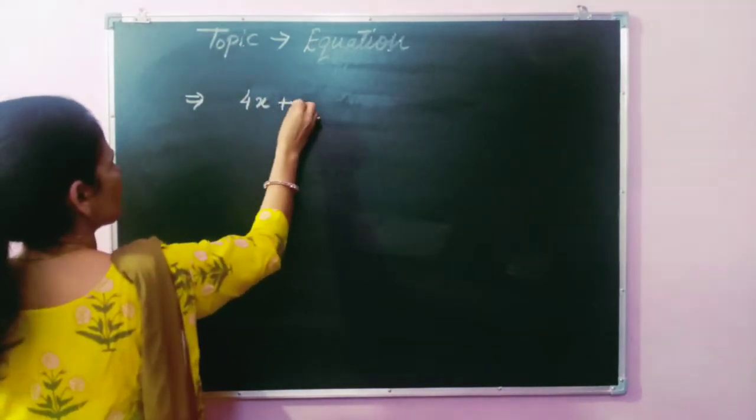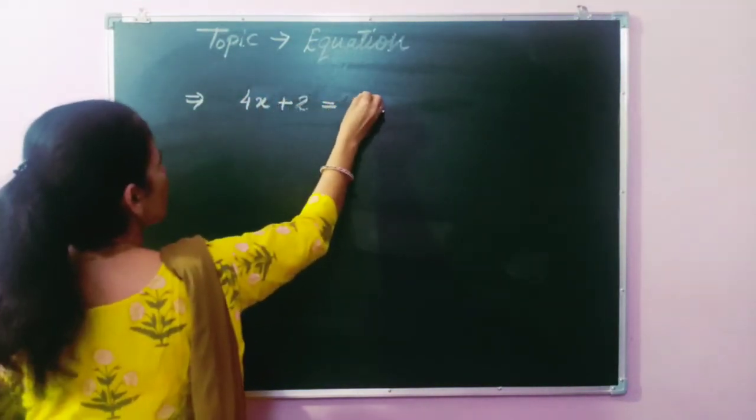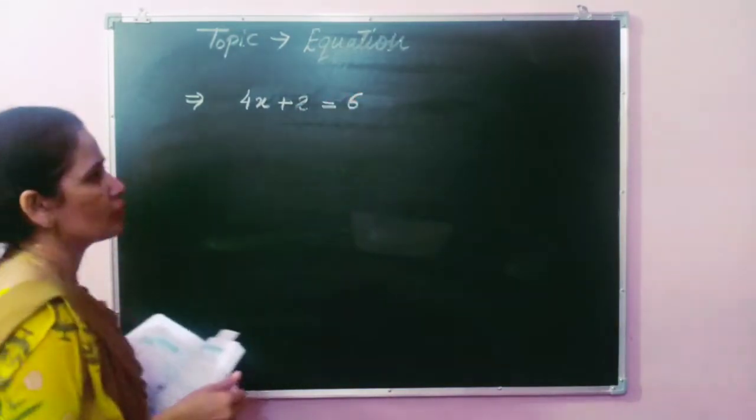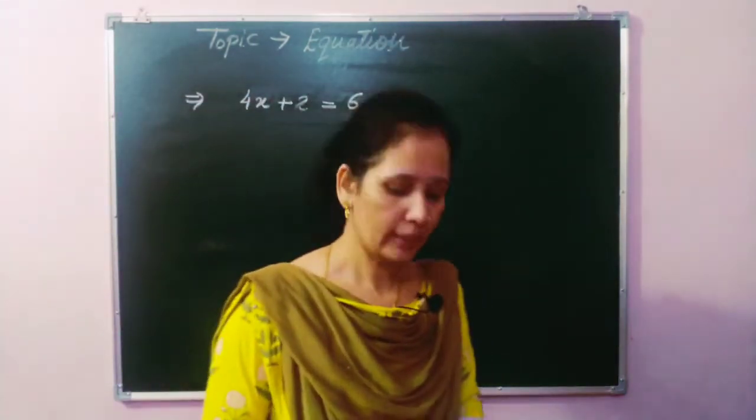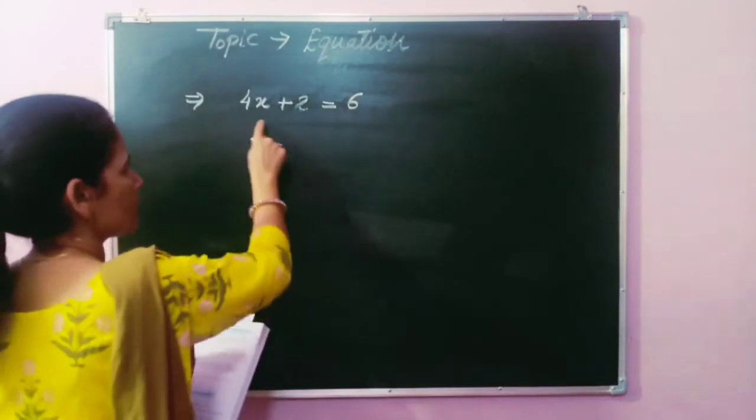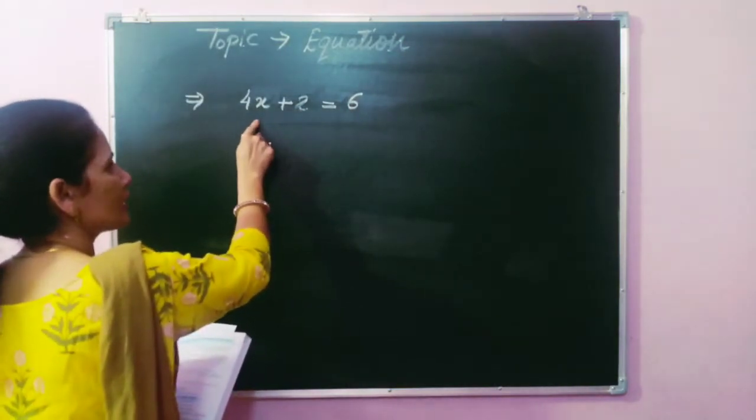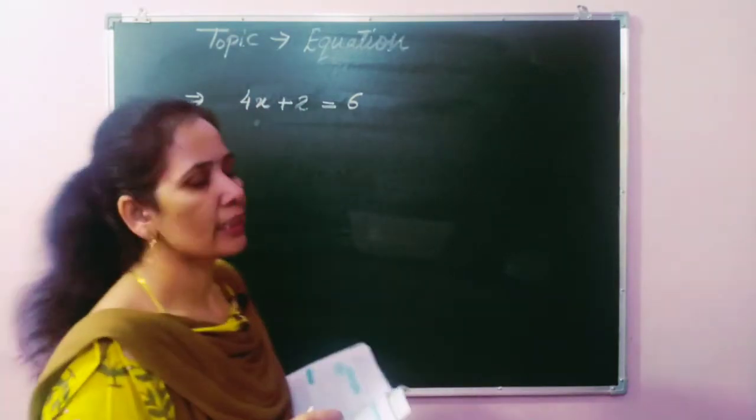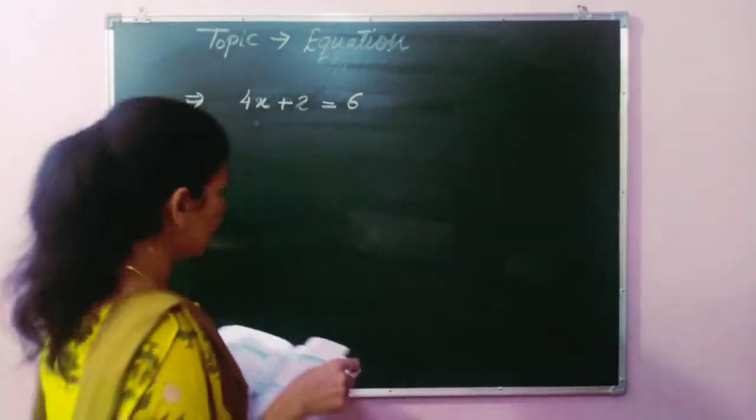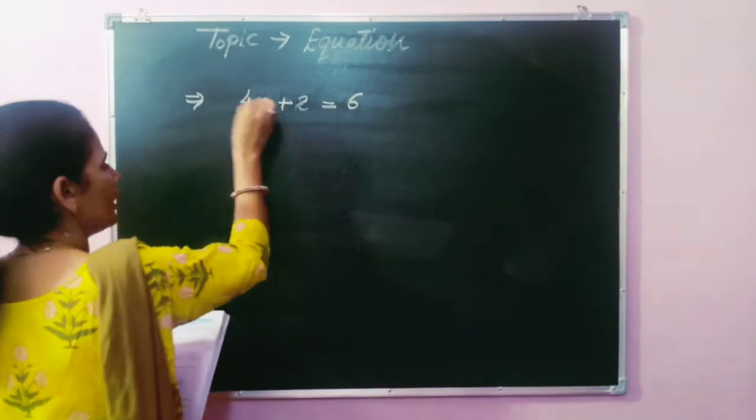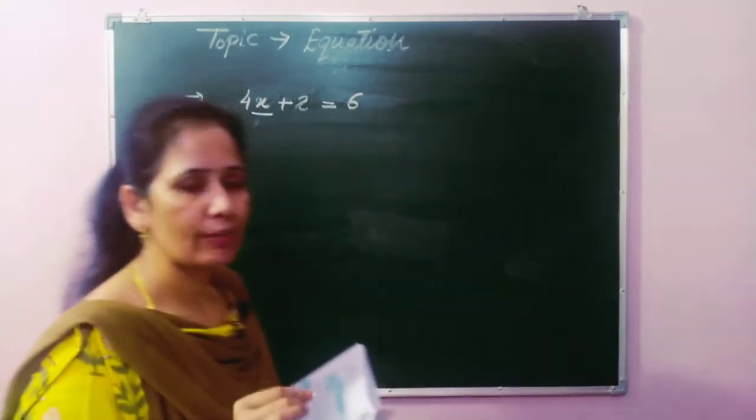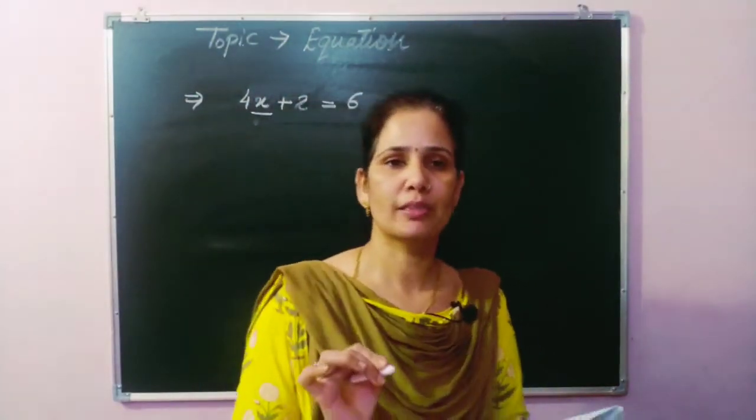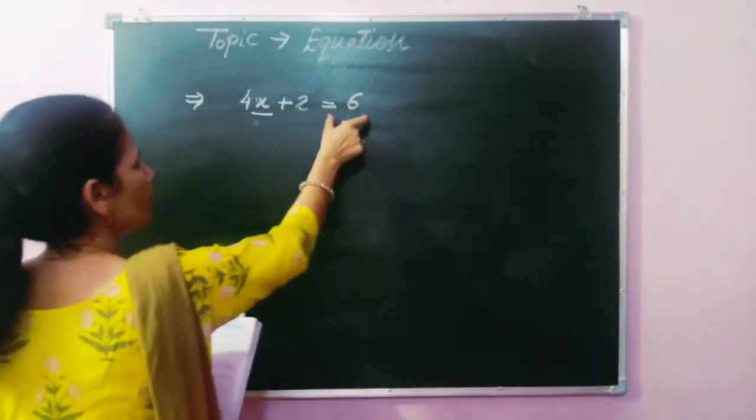4x plus 2 equals 6. Now students, this is an equation. Why? Because this is a conditional statement. What is a conditional statement? If we put the value of x, then we get a definite answer. Second, it is satisfied by the value of the variable. When we put the value of the variable, then both sides should be equal.